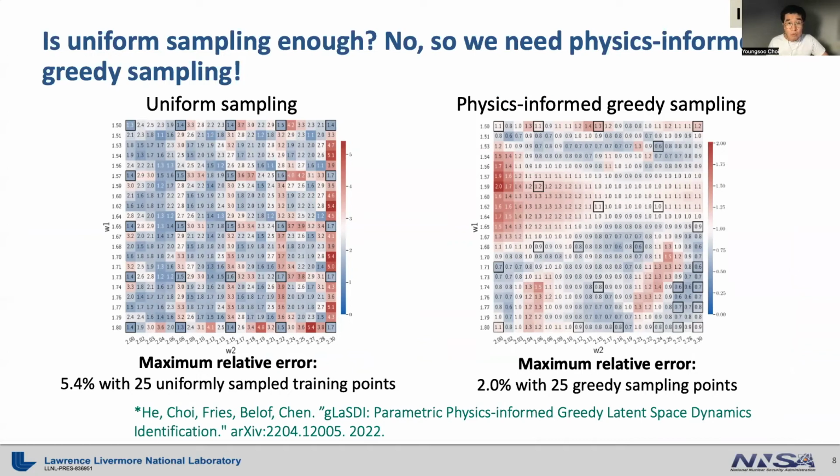The heat map on the right here shows relative error distribution on the parameter space when the physics-informed greedy sampling is used. As you can see, the training points were not sampled uniformly. More samples were chosen on the right bottom corners right here, which makes sense because the relative error with the uniform sampling were high on those right bottom corners. With this physics-guided non-uniform sampling, we were able to achieve a maximum relative error of 2%. This time, the maximum relative error happens on the left side of the parameter space, which makes sense.